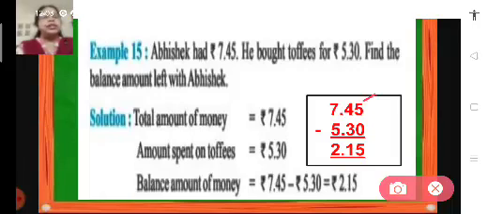So here we have to do the subtraction. We will start from the extreme right, that means from the hundredths place. So 5 minus 0 becomes 5, and then we move on to the tenths place. 4 minus 3 becomes 1. Then we put the decimal point and move to the ones place. In the ones place we have 7 minus 5, that means it is 2. So what is the amount that is left with Abhishek? It is 7.45 minus rupees 5.30, that means it is 2.15 rupees.